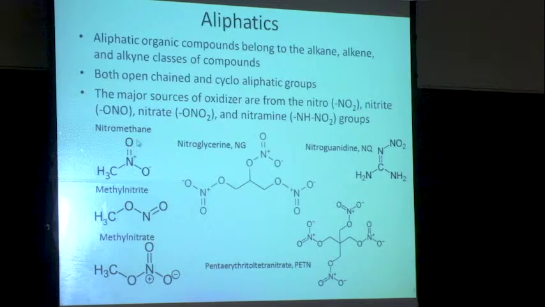So in the case of nitromethane, I replace one of the hydrogen atoms with the nitro group. In the case of methyl nitrite, the hydrogen atom's been replaced with the nitrite. So these two are really just isomers. And in the case of methyl nitrate, I introduce the NO3 group. I can do that for ethyl, propyl, butyl. So I can have nitrobutane, nitropentane, etc. A couple other examples: nitroglycerin we looked at yesterday, nitroguanidine. This has the amine groups with an NO2.